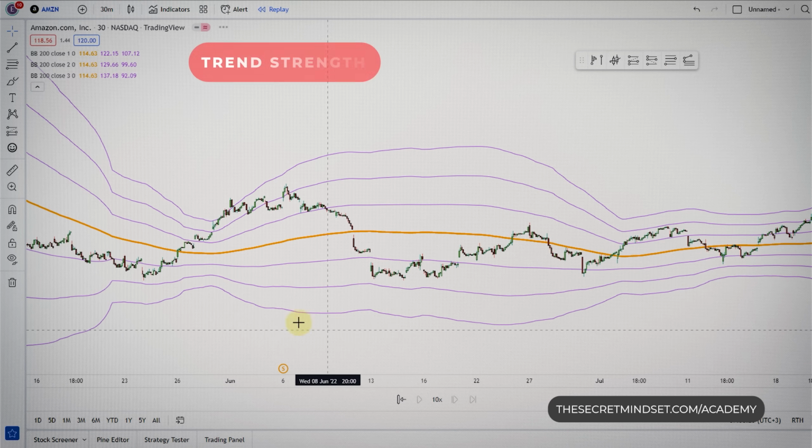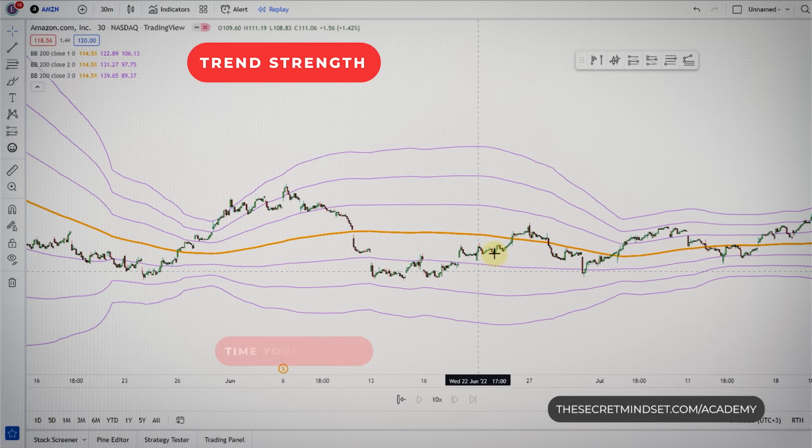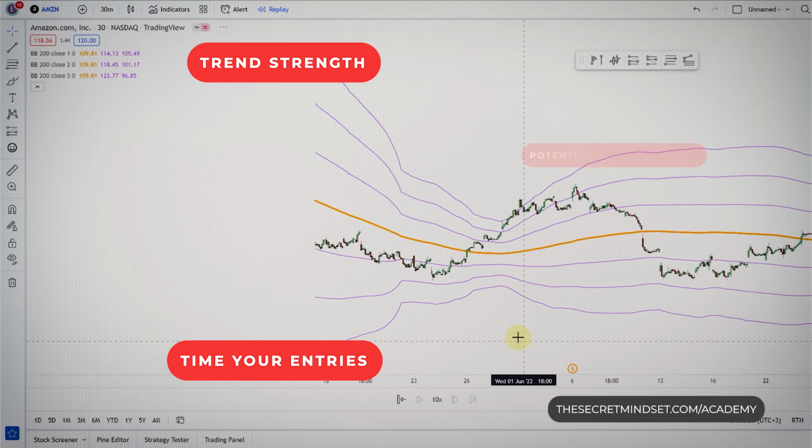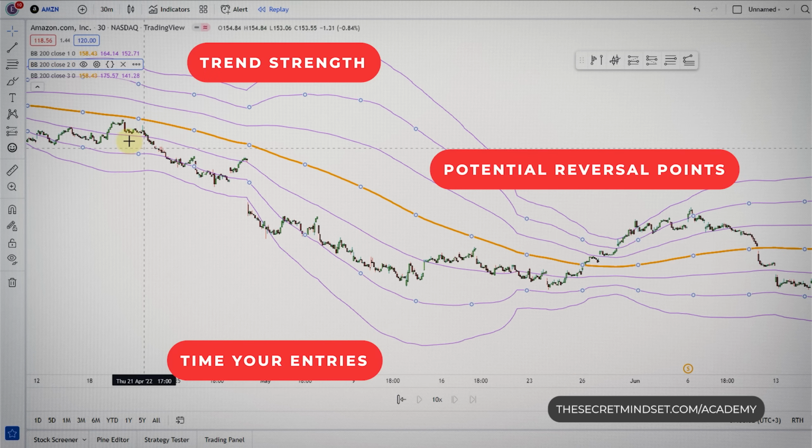With this setup, you will read the trend. You will time your entries during trends and during range markets, and you'll also find potential reversal points in a dynamic, adaptive manner.